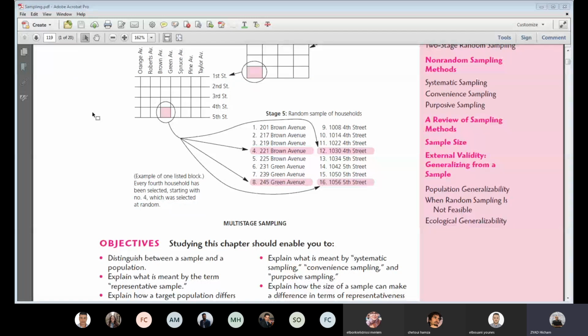Let me ask this question just in passing, and then we continue with the rest. When we talk about sampling, it's related to what exactly? What type of validity is of concern to us when we talk about sampling?